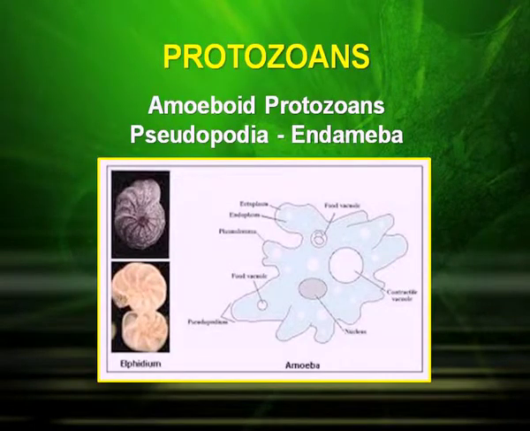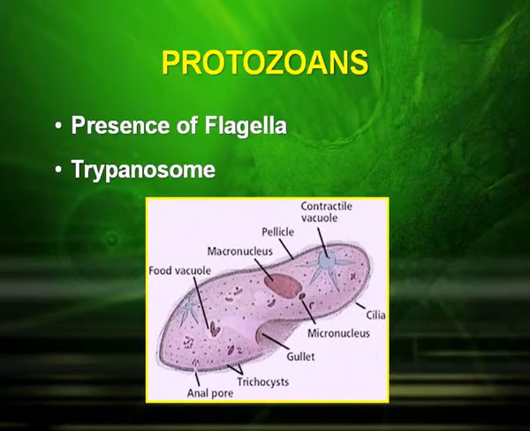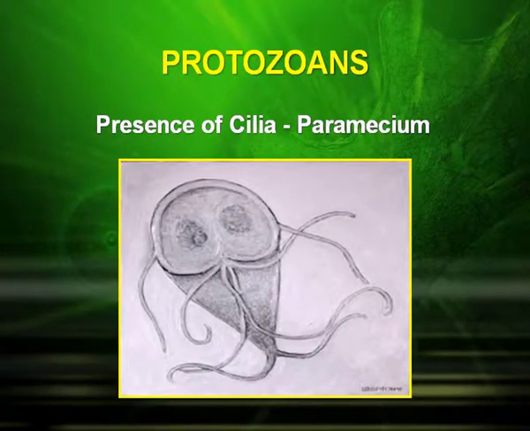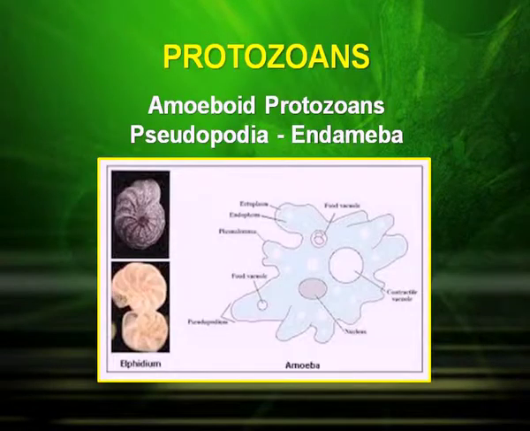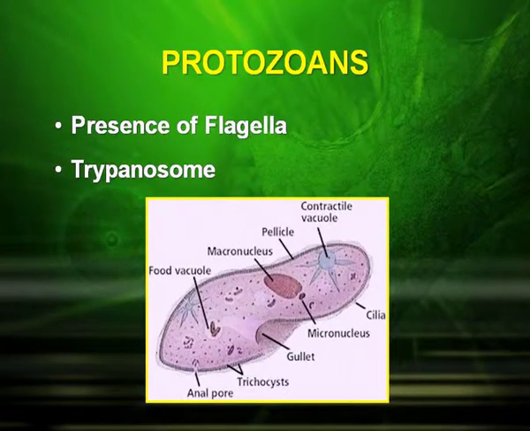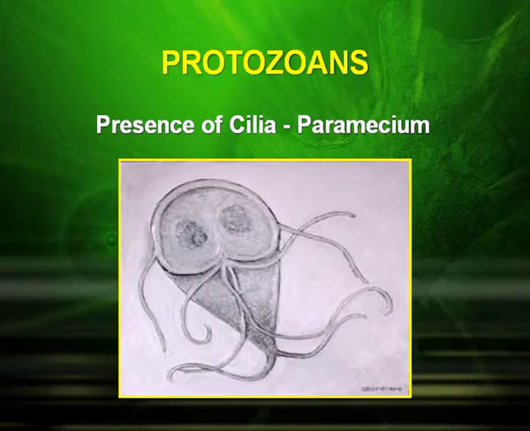Protozoans. The protozoans may be amoeboid protozoans, flagellated protozoans, ciliated protozoans, and sporozoans. The amoeboid protozoans have pseudopodia, with the help of which they carry out their locomotion. Flagellated protozoans have flagella, example Trypanosoma. Ciliated protozoans have cilia, example Paramecium.